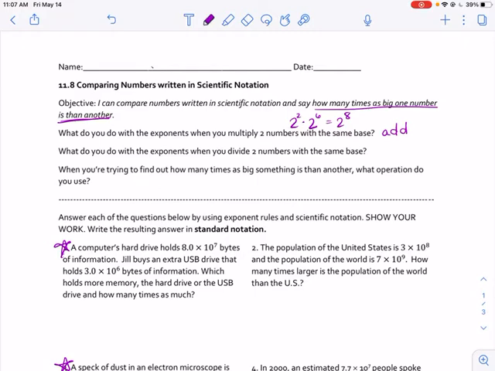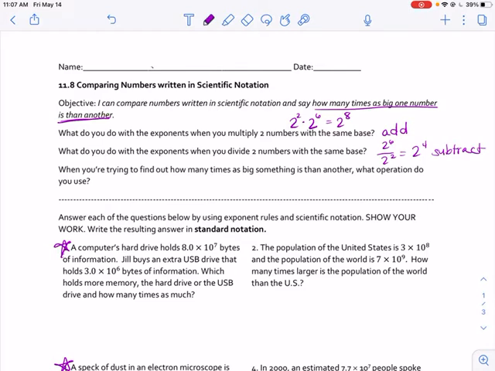When you divide two numbers of the same base, it looks kind of like this. And you subtract the exponents, so this equals 2 to the 4th. You can find out how that works in my quotient rule video for exponents. But just know that when you divide two numbers with the same base, you subtract the exponents. When you're trying to find out how many times as big something is than another, what operation do you use?